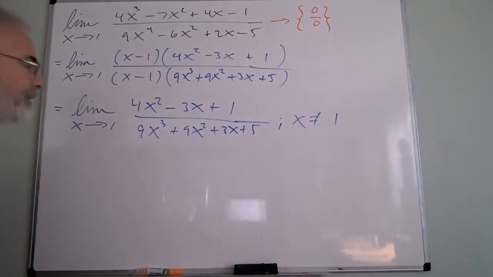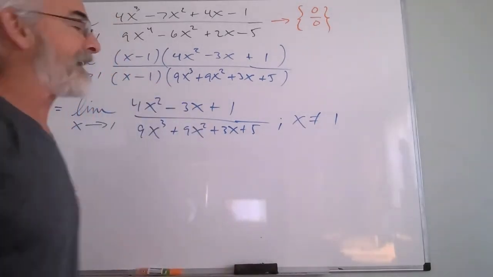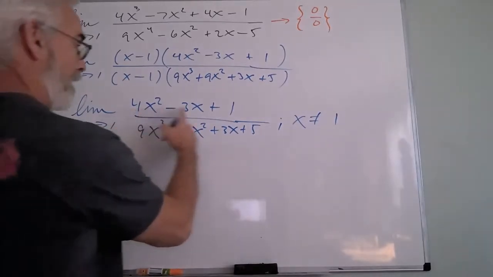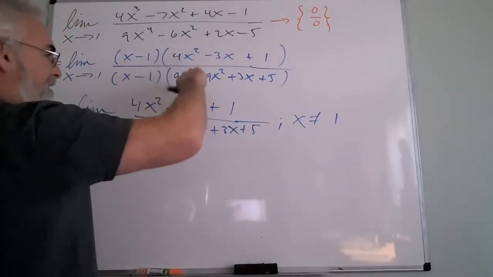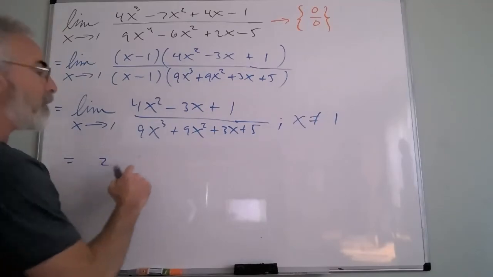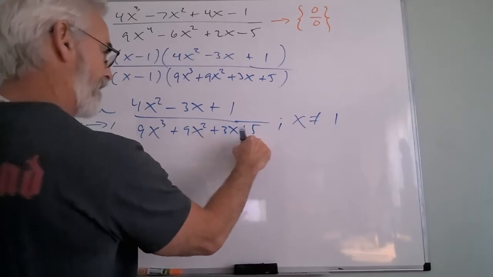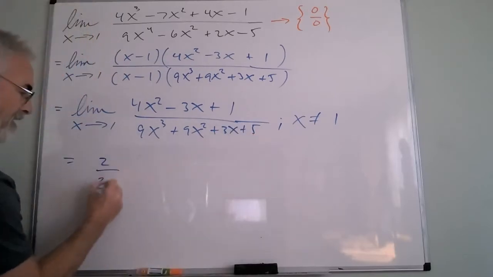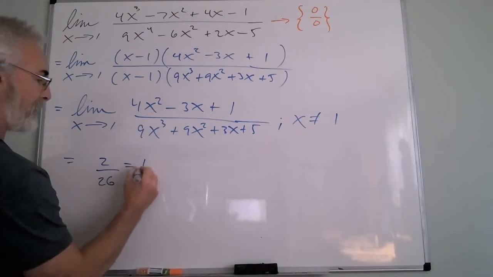But x can't be 1. I'm not asking what happens at x equal 1. I'm saying what's happening as x approaches 1. Oh, as x approaches 1, what does my numerator approach? It approaches 4 minus 3 plus 1, which is 2. My denominator approaches 9 plus 9 plus 3 plus 5. What would that be? 26. So my limit is 1/13.